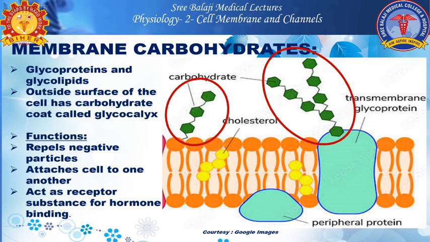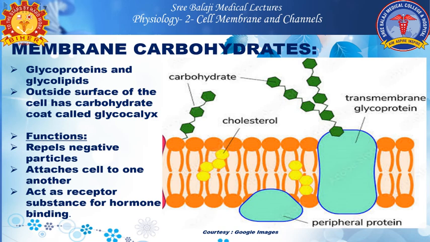What is the function of this carbohydrate? As the carbohydrates carry a negative charge, they are going to repel the negative particles that are getting into the cell. Apart from that, it is also going to help in attaching one cell to another cell. Then this carbohydrate is going to act as a receptor. That is, if any hormone wants to enter into the cell, it is going to act as a receptor for that particular hormone and help in binding of that hormone. So these are the functions of the carbohydrates.